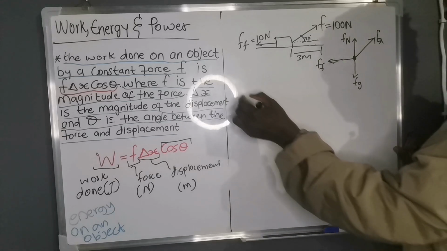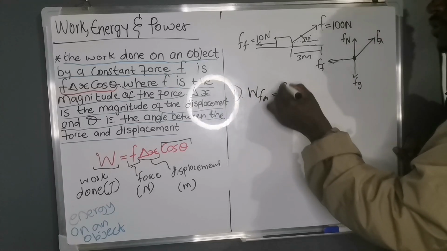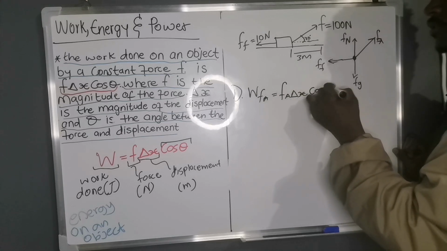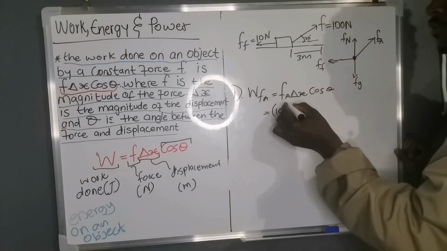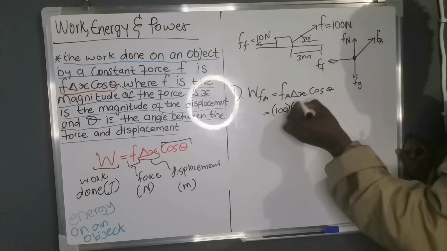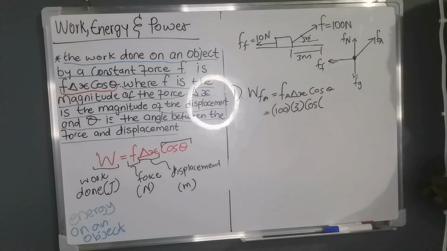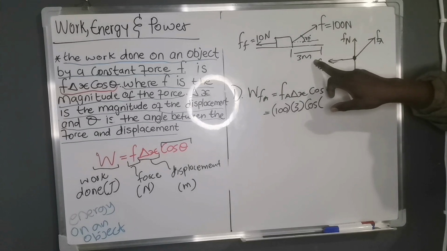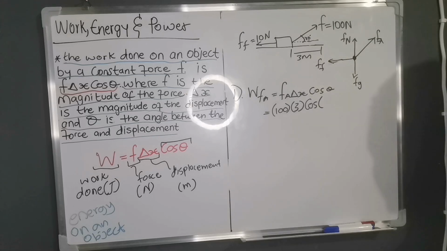So number 1, let us find the work done by the force applied. It's force applied times change in x times cos theta. What's the value of force applied? 100 newtons. What's the value of change in x? 3 meters. What's the value of cos theta? Now let us find the angle between our force and our displacement. What's the angle between our force and displacement?